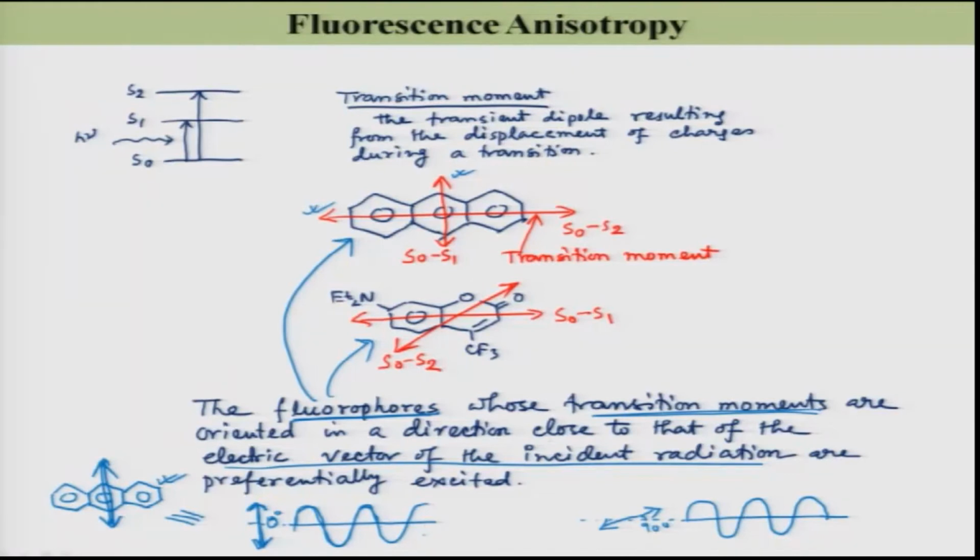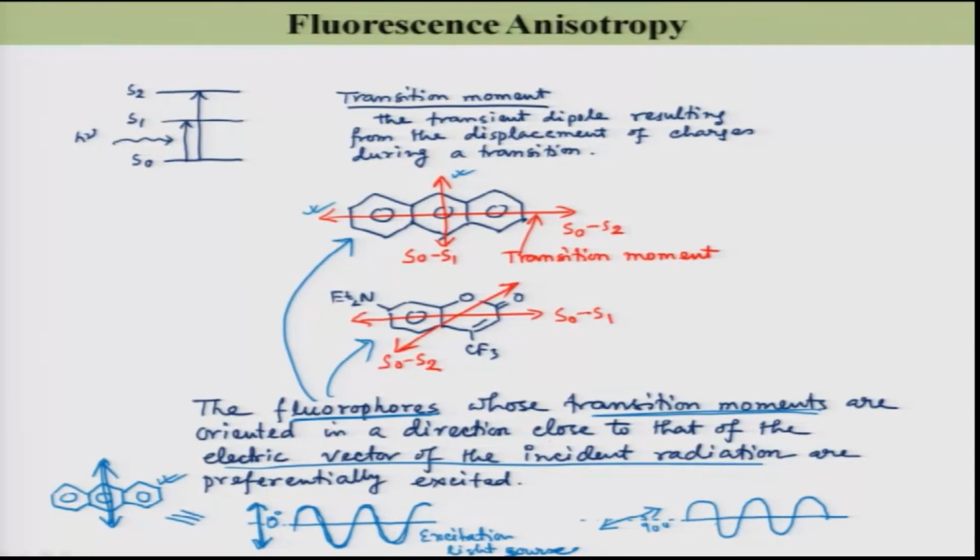So, here the orientation of the transition moment is close to that of the electric vector of the incoming light. This is my excitation light source. In this case, this electric field oscillation is very close to the orientation of this transition moment. In this case it is not.